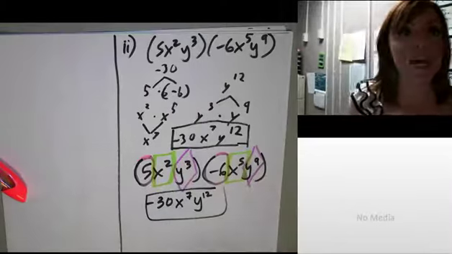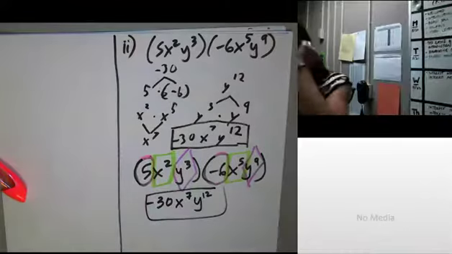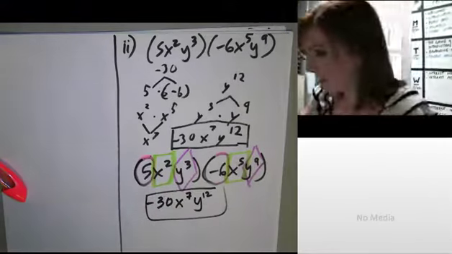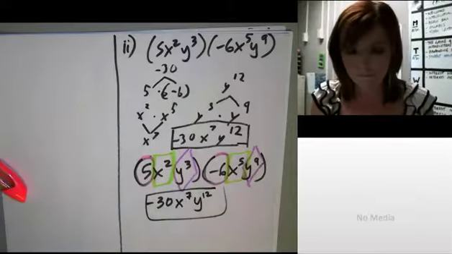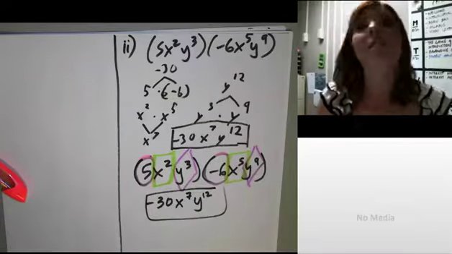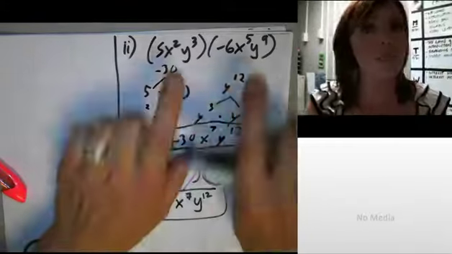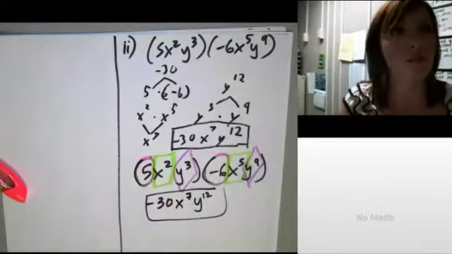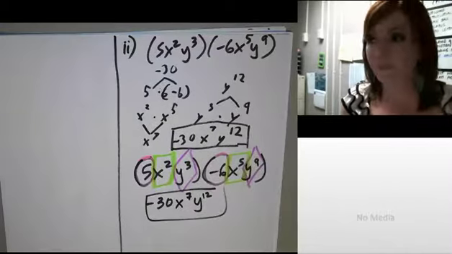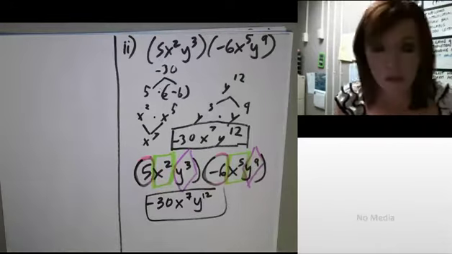Questions? Yes? So if you don't multiply, like 5x squared times negative 6x squared, if you add it, are you still adding the exponents too? Right. You always add in this scenario: you add the exponents, multiply the big numbers. Right. Other questions? Okay. Here we go.